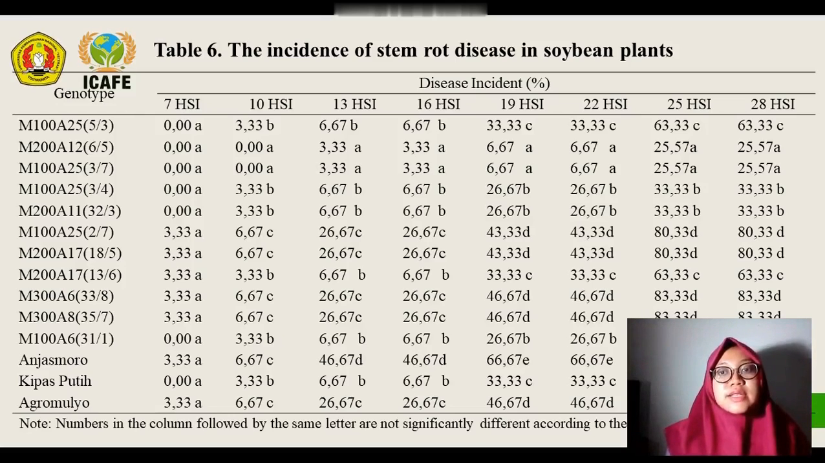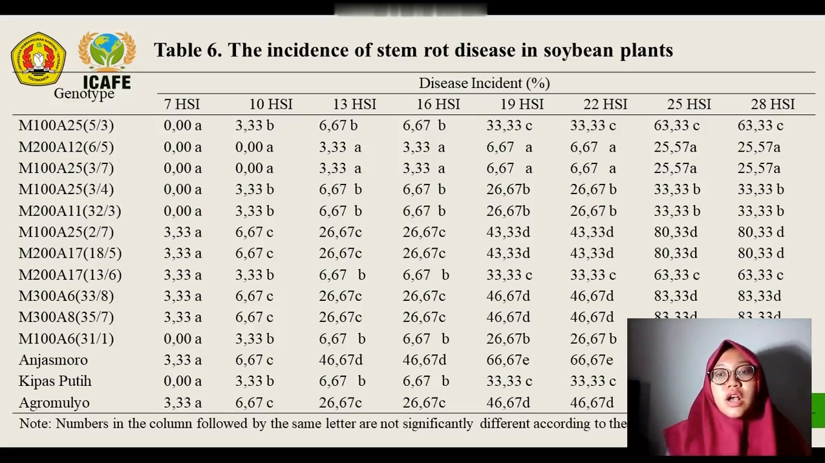In Table 6, about the incidence of stem rot disease in soybean plants, it shows that incidence of stem rot disease in soybean plants after they were inoculated was observed at 7, 10, 13, 16, 19, 22, 25, and 28 days after inoculation. Observation of this incidence was carried out on the brown spot at the base of the stem of the plant, which is a symptom of stem rot disease in soybean plants.